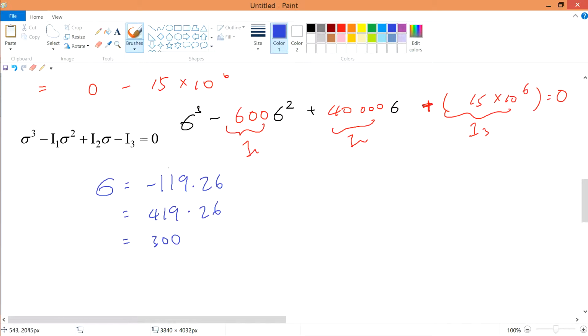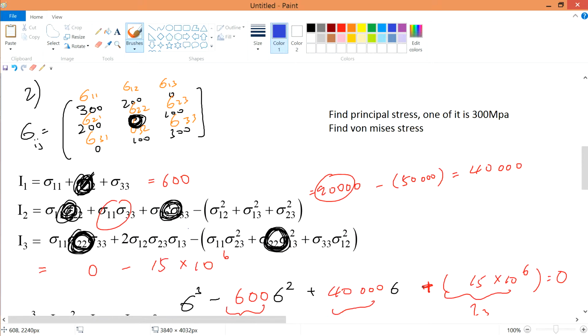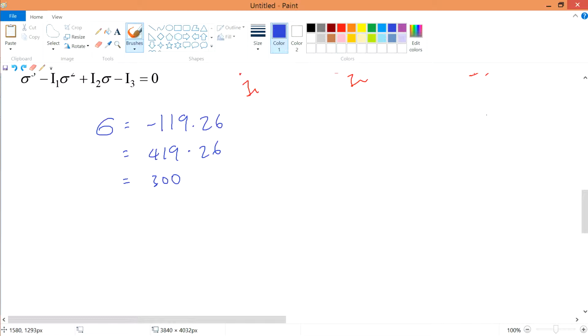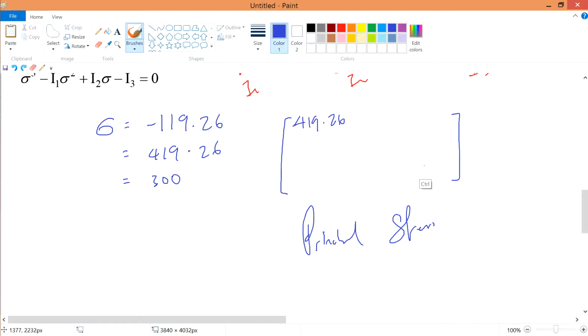I have 3 values of sigma. And we see this 300, we are safe. It's because in the question itself, one of it is 300. So therefore this reflects that we are actually on a safe path. And therefore what can we do now? Write our principal stress over here. The largest number is always sigma 1. The smallest number is always minus 119, and in between is definitely this one over here. The rest 0, because it's just principal stress. So therefore my sigma 1, sigma 2 and sigma 3, these are my principal stress.